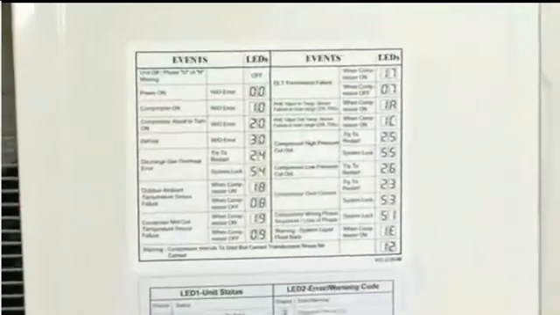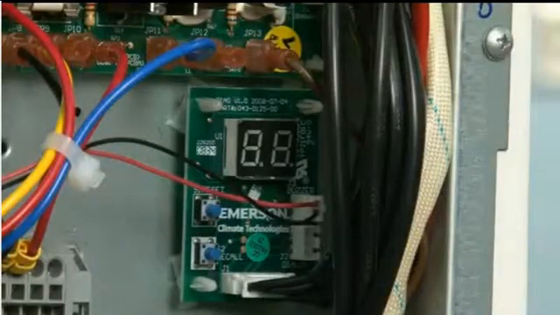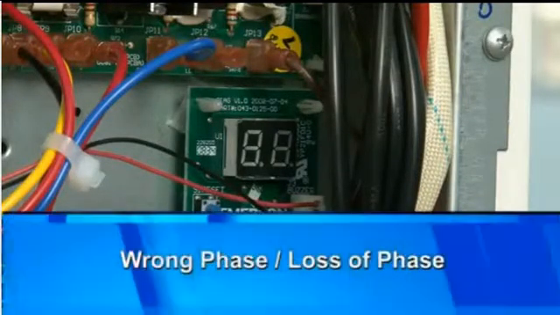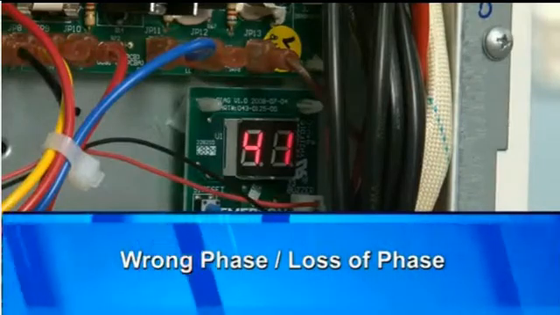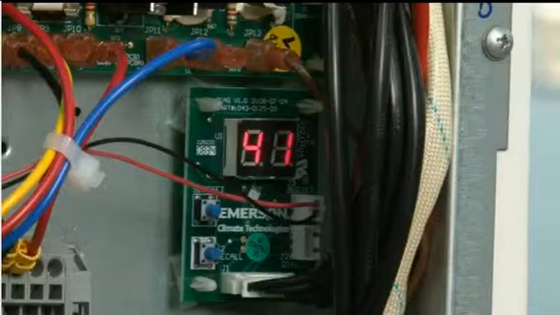Also on the inside panel is a cheat sheet graphic that shows some of the most common codes that you may encounter. An example of a common fault code is incorrect phase sequence or loss of phase, error code 41. This would indicate that there is improper wiring of the phases.